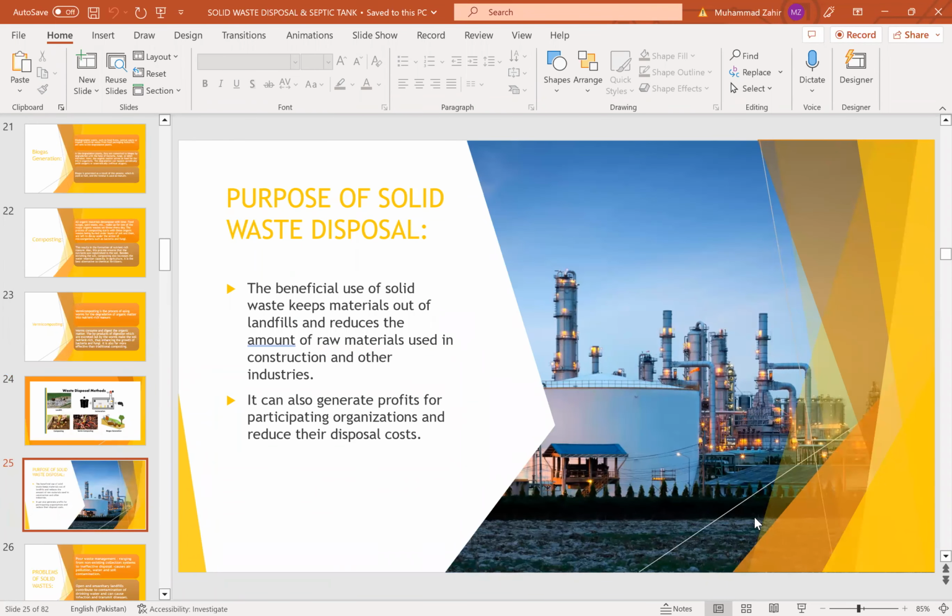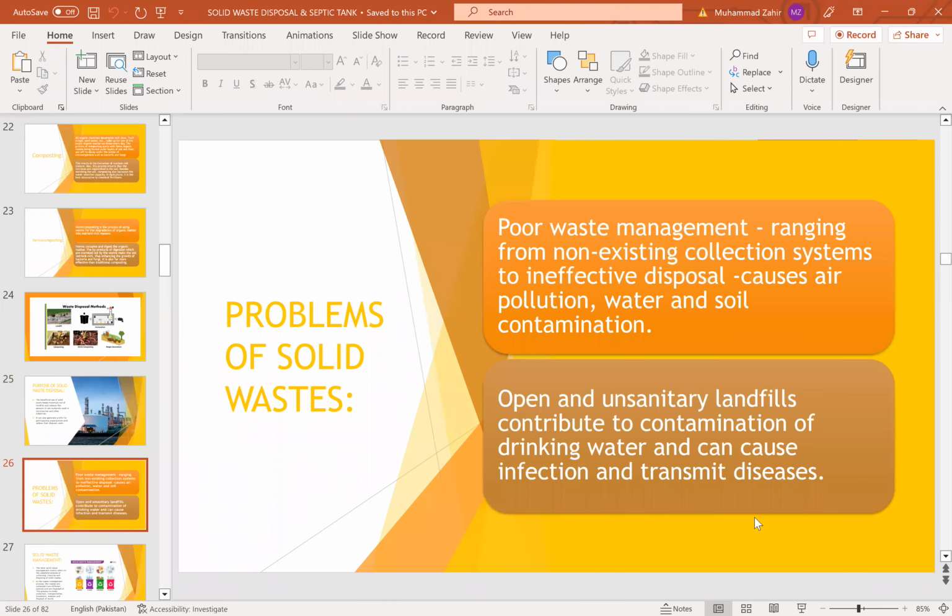The beneficial use of solid waste keeps material out of landfill and reduces the amount of raw material used in construction and other industries. It can also generate profits for participating organizations and reduce their disposal costs. Problems of solid waste: poor waste management, ranging from non-existing collection systems to ineffective disposal, causes air pollution and water and soil contamination. Open and unsanitary landfills contribute to contamination of drinking water and can cause infection and transmit diseases.